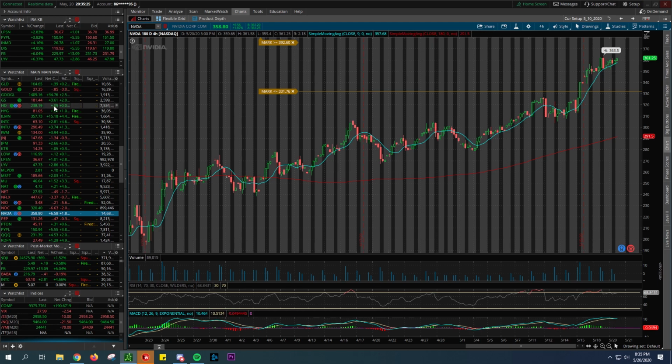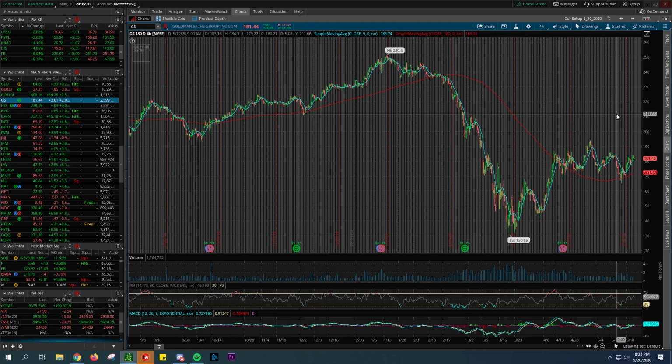Let me give you one more. We can look at Goldman Sachs here. This one has been beaten up due to Warren Buffett getting rid of his stakes in a lot of banks, and the negative press on that. Using Charlie's setup charts here, it hit a high of 250 basically at the beginning of the year on a 4-hour chart, and ever since then has been crossing through the level at 180, with the simple moving average crashing down to the 130 level.